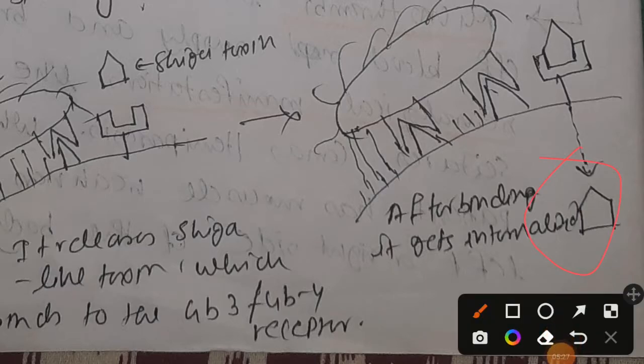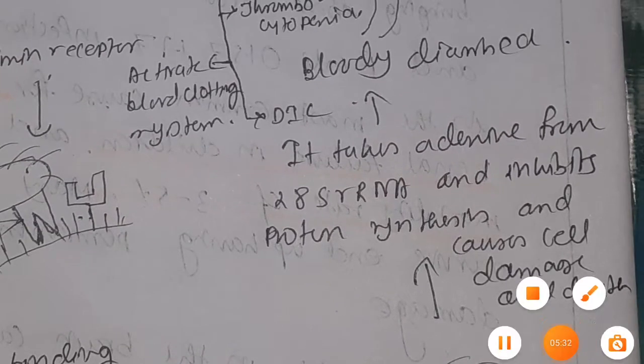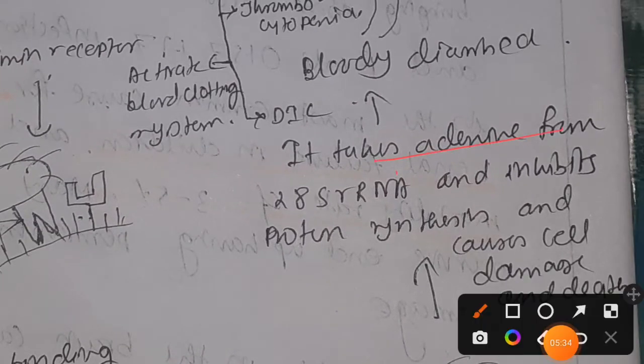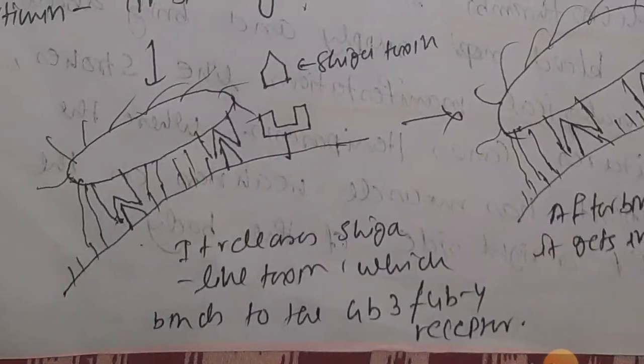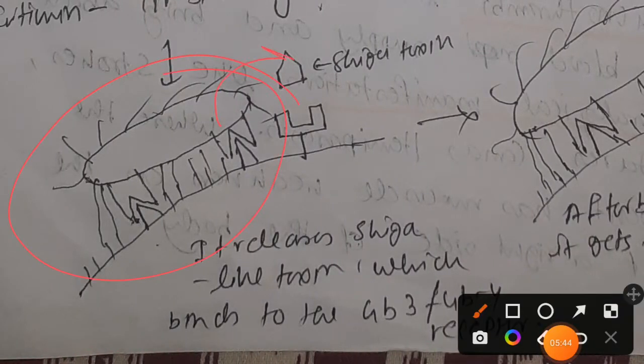Okay, and inside the cell, they will take adenine from 28S ribosomal RNA of the 60S subunit and inhibit protein synthesis. Okay, clear? That means what is going on? After fimbrial attachment, they will produce Shiga-like toxin.